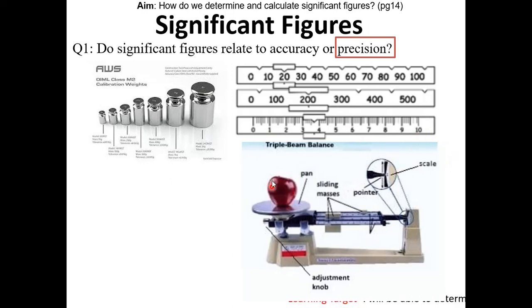So even though your measurement may have a lot of digits or significant figures, it does not mean your measurement is accurate, right? So for those who used the triple beam balance before, you typically have to adjust or calibrate your instrument before using it. If your instrument is not calibrated, then it will give you an inaccurate measurement. It doesn't matter how many significant figures you have, okay?